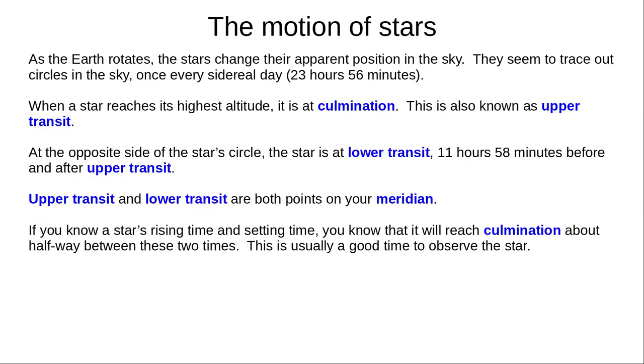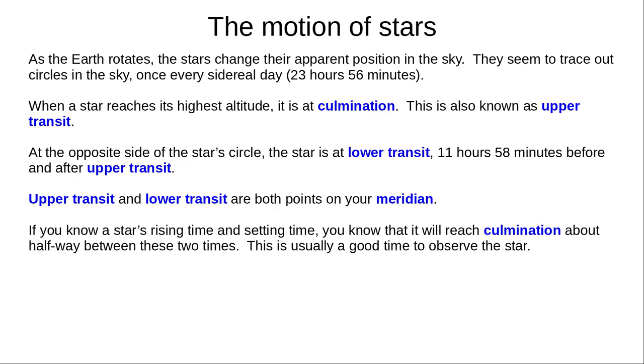As the Earth rotates, the stars change their apparent position in the sky, tracing out a circle in the sky once every sidereal day, which is 23 hours 56 minutes. When a star is highest in the sky, at its highest altitude, it is at culmination, also known as upper transit. At the opposite side of the star's circle, at its lowest altitude, the star is at lower transit. This occurs half a sidereal day, or 11 hours 58 minutes, before and after upper transit. Upper and lower transit both occur at points on your meridian.